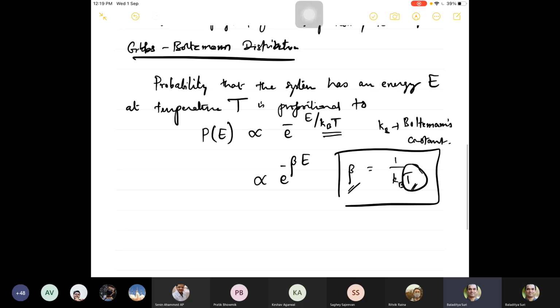Excuse me, sir. The kB is positive and T cannot be negative. Then how can beta be negative?